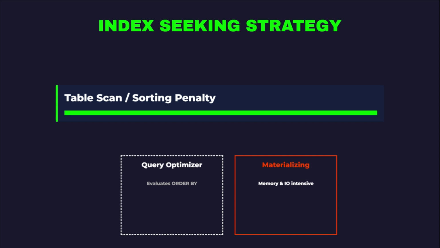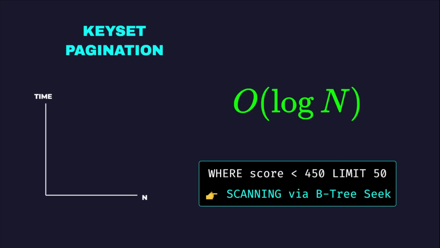This inherent inefficiency makes deep pagination a denial of service vector against your database resources, consuming input-output operations and memory unnecessarily. Keyset pagination, also known as cursor-based pagination, avoids the row count mechanism entirely.